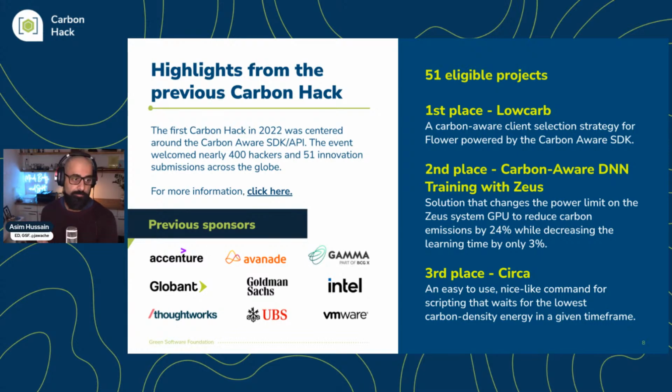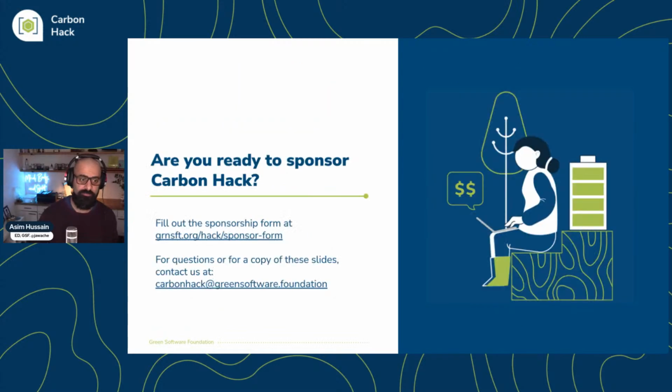We had lots of great sponsors: Accenture, Avanade, Gamma from BCGX, Globant, Goldman Sachs, Intel, ThoughtWorks, UBS, VMware. These are the last hackathon sponsors. And these are the winners. The first place was Low Carb. The first two places were around machine learning and carbon awareness, and the last one was Circa, which is a CLI tool, which I really love actually. So those were the highlights of the previous CarbonHack. Again, those are the previous sponsors.